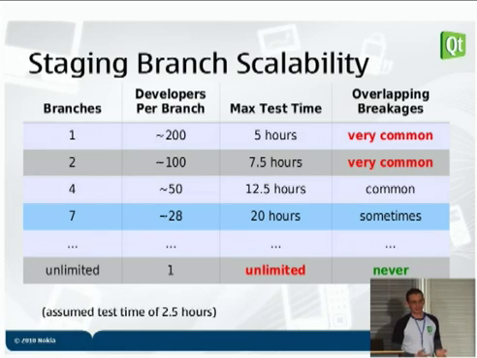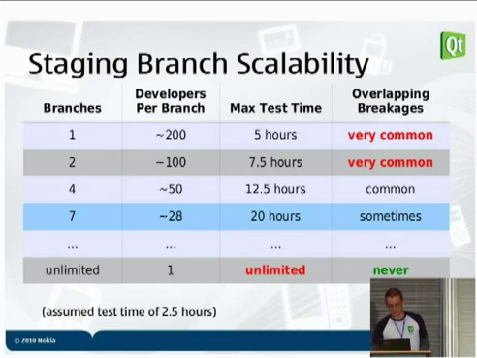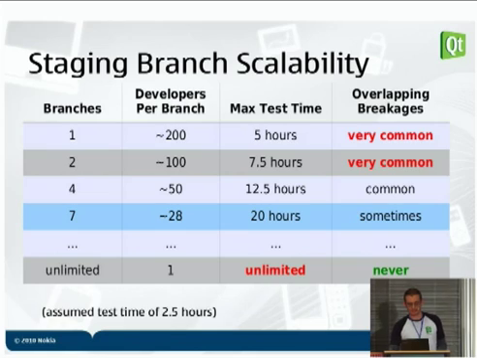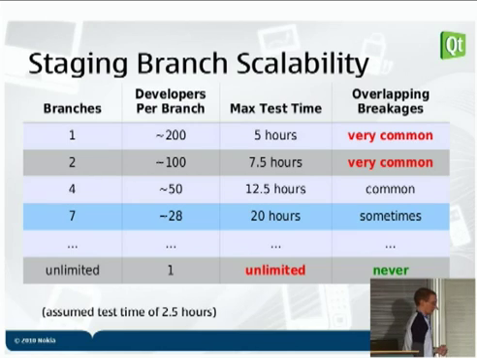So that's the worst case scenario. That means you have to wait for the current test to finish, and then you have to wait for a new test to start for your changes to be considered. So in that case, that's what I mean by maximum test time here. In that case, if we have one staging branch, we have a maximum test time of 5 hours. So that's not too bad.